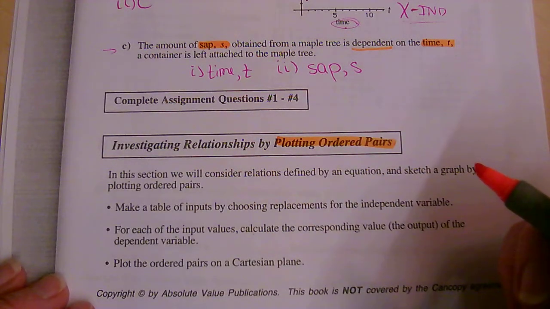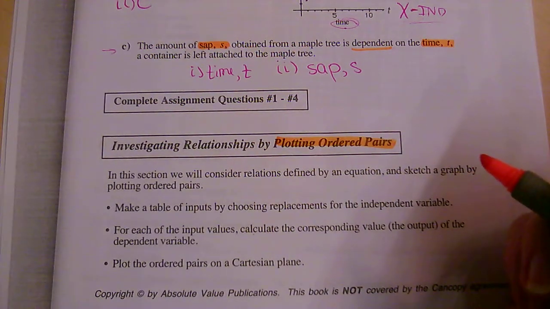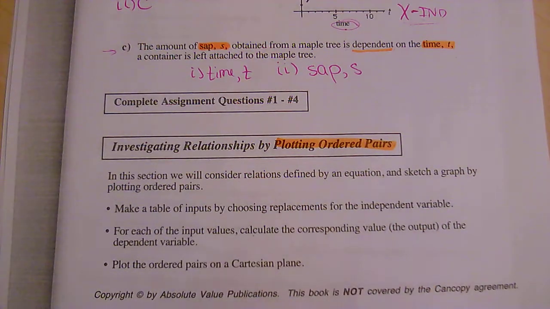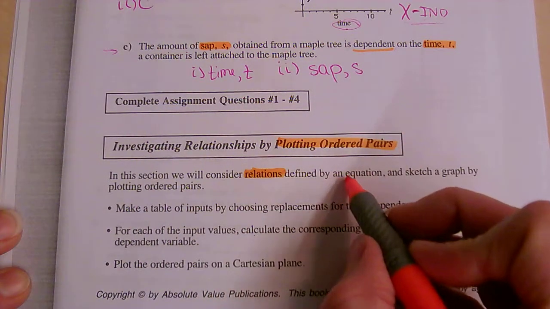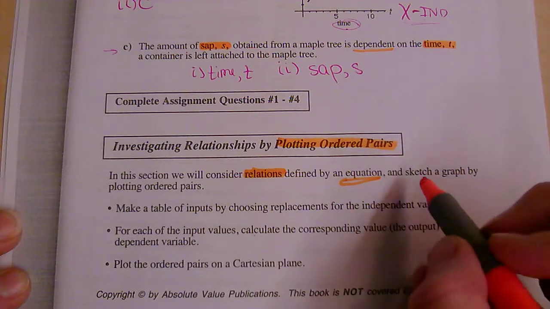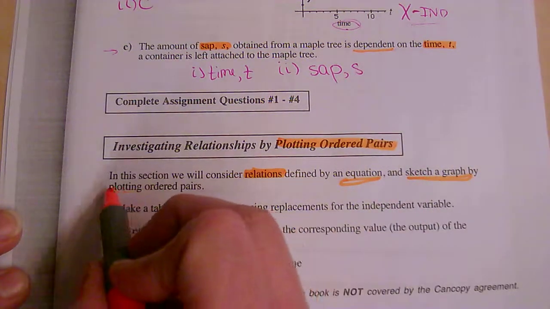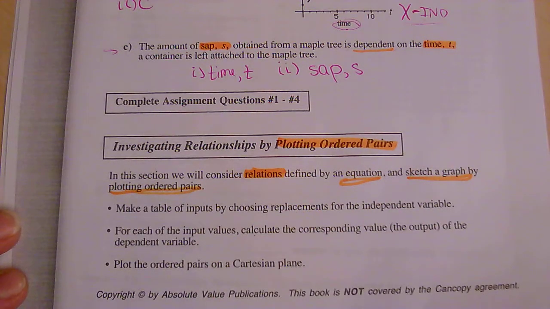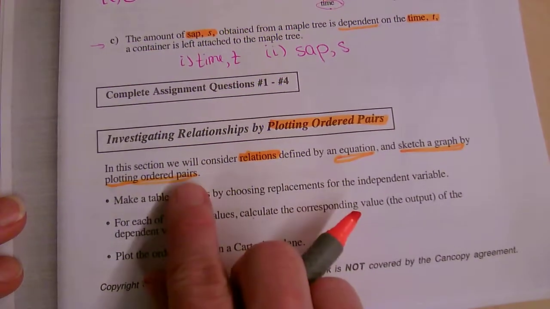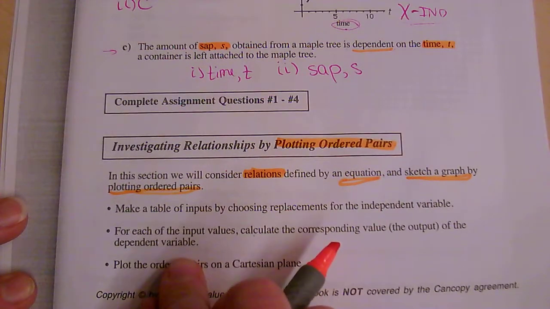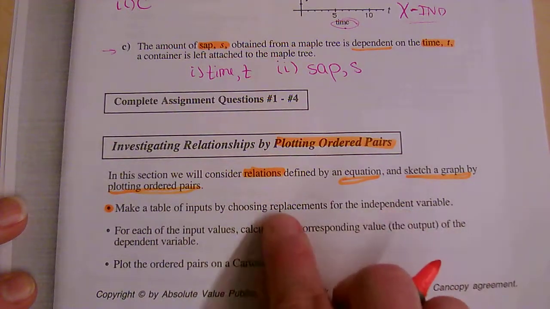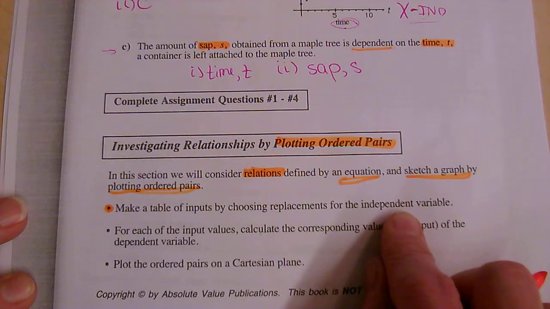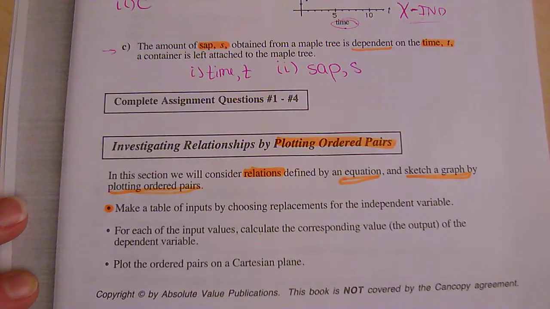We've talked about independent and dependent variables. Now we're going to talk about ordered pairs specifically. In this section, it's still about relations defined by an equation, and we're going to sketch a graph by plotting those ordered pairs. So this is pretty much our steps. First, you make a table of inputs by choosing the replacements for the independent variable.